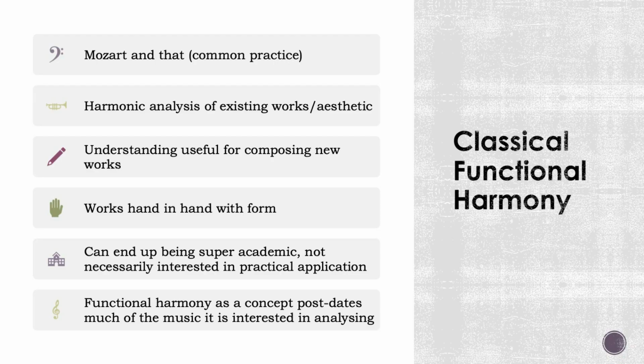Okay, so classical functional harmony generally concerns what's known as common practice music, which is music of the 18th and possibly early 19th century, but anything up to probably about Wagner is considered common practice. Bach, Mozart, Haydn, Vivaldi, that sort of stuff, basically. And it's about, as I said, analysing existing works to understand an aesthetic, or a little bit about how they work, understanding composing new works. So, and it works hand in hand with form. So that's a fundamental difference.